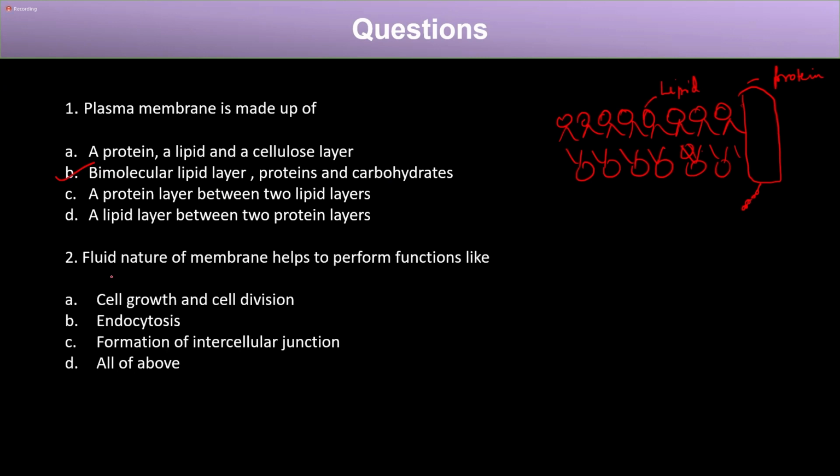Now, the second question is, the fluid nature of membrane helps to perform functions like, so we just saw what kind of functions it can perform. It can perform cell growth and cell division, right? It can perform endocytosis, which is a form of bulk transport, right? And then it also helps in the formation of intercellular junctions. So the correct answer will be all of the above. Okay. So we have understood about the plasma membrane. Now the next thing that we will discuss is the second component of a cell, that is the cell wall. So we'll now discuss the cell wall.